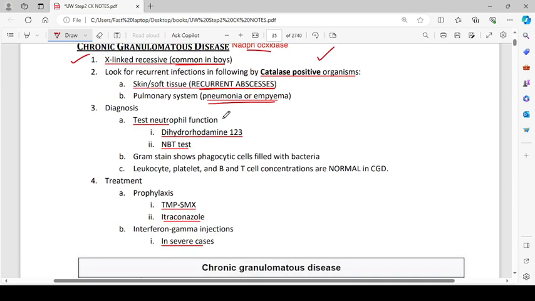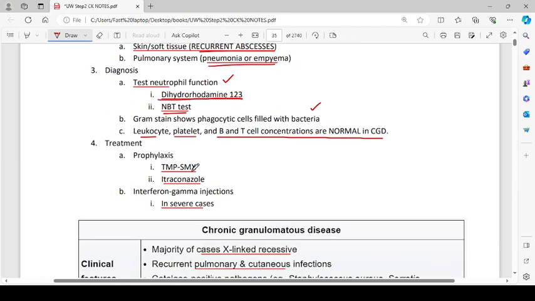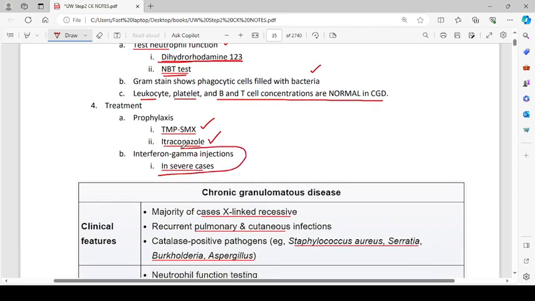We test for neutrophil function by the dihydrorhodamine 1, 2, 3 test. What does that mean? And the nitroblue tetrazolium test. Gram stain shows phagocytic cells filled with bacteria. Leukocyte, platelet, and B and T cell concentrations are normal in chronic granulomatous disease. Treatment: prophylaxis is with TMP-SMX, which covers the catalase positive bacteria, and itraconazole, which covers the catalase positive fungi like Aspergillus. Interferon gamma injections can be given in very severe cases.